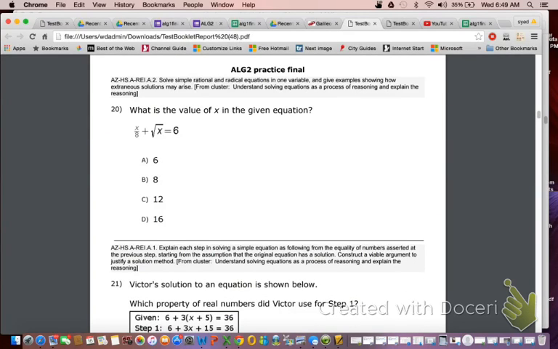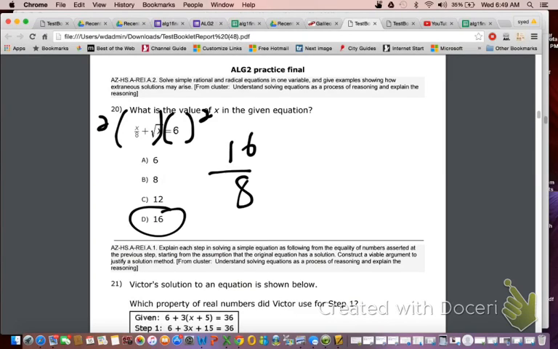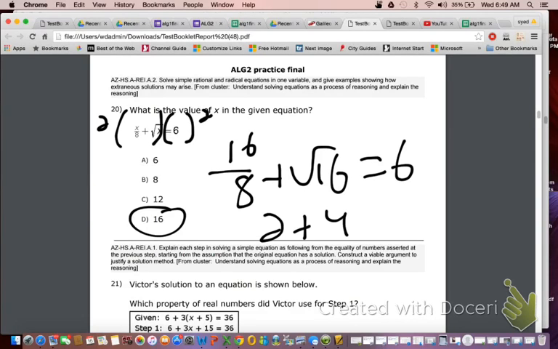What's the value of x in this equation? There's a much easier way. You can just plug in the choices. But the best way to do it is to square both sides. You know what? I would just plug in the choices because it really is so much easier. I think it's that, because 16 over 8 plus root 16, does that equal 6? Yeah, it does. So that's really the best option there. So I would do that.